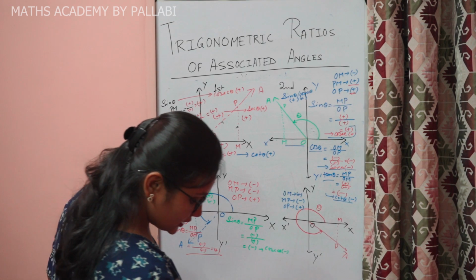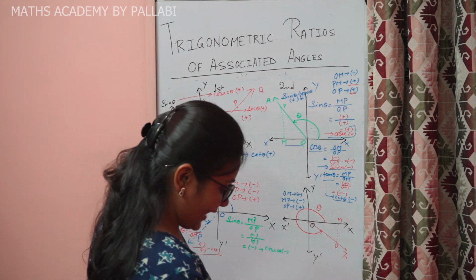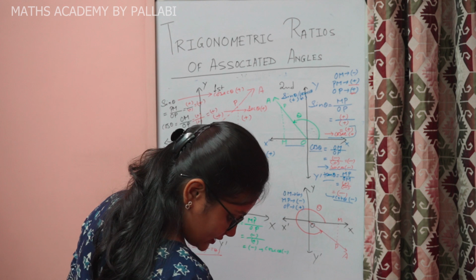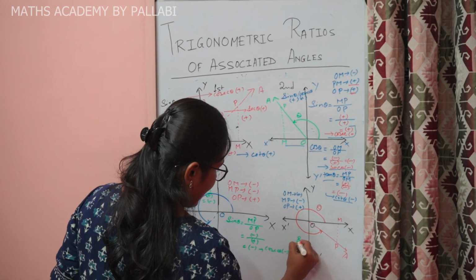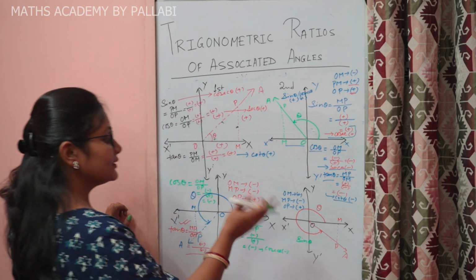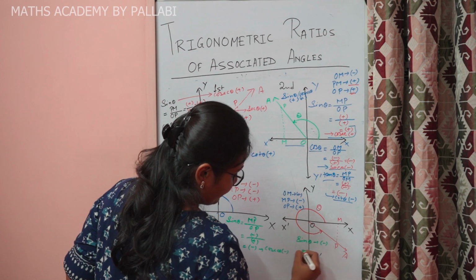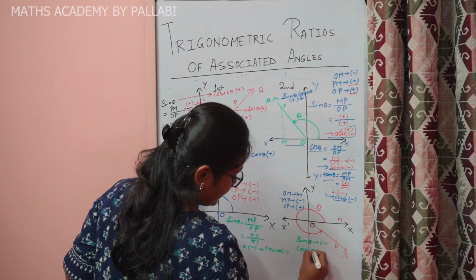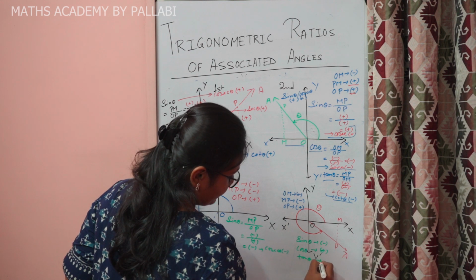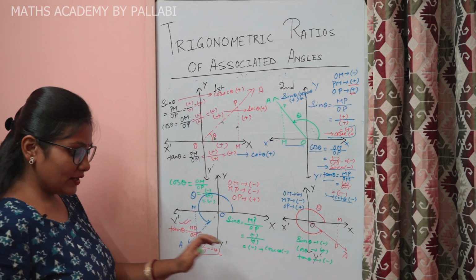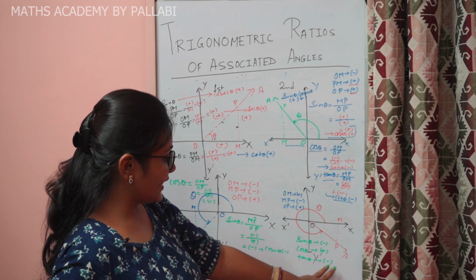Now find out the ratios, that is cos theta, sin theta and tan theta. If we find it out, doing the same process, sin theta will be negative, cos theta will be positive, and tan theta will be negative. Do it yourself. So what will be happening? Sin theta will be negative, cos theta will be positive, and tan theta will be negative.